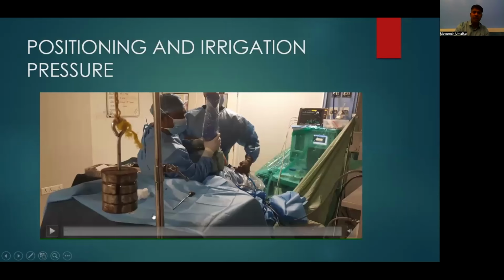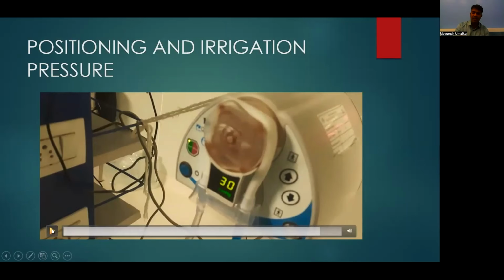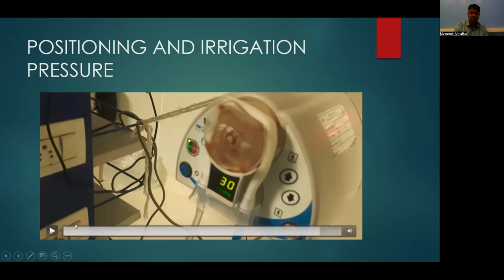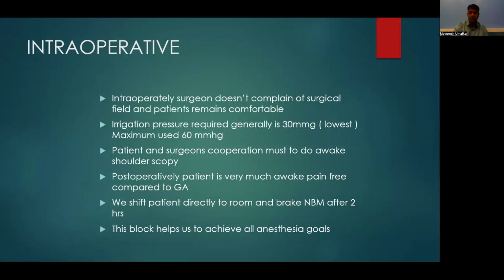Now, positioning and irrigation pressure. Irrigation pressure plays a very important role in shoulder scopies. This is the pressure at which normal saline goes into the shoulder joint. 30 mm of Hg is the minimum pressure, so that the shoulder doesn't swell up much and the patient doesn't have any problem afterwards. Intraoperatively, our surgeon is very cooperative. He doesn't complain about the surgical field and the patient also remains comfortable. Irrigation pressure generally required is 30 to 60.